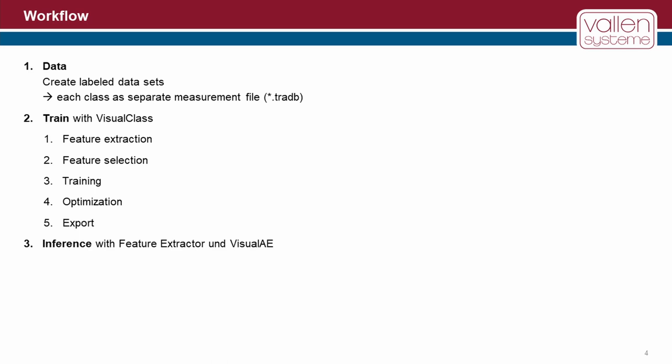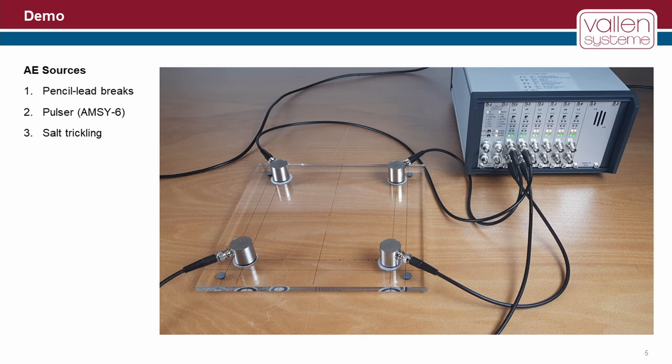The many parameters of feature extraction and feature selection can be optimized in an automatic parameter search so that the classification accuracy of the model is maximized. As part of the inference, the trained model is used to classify new, unknown data. In the following, the described workflow is shown from start to finish.